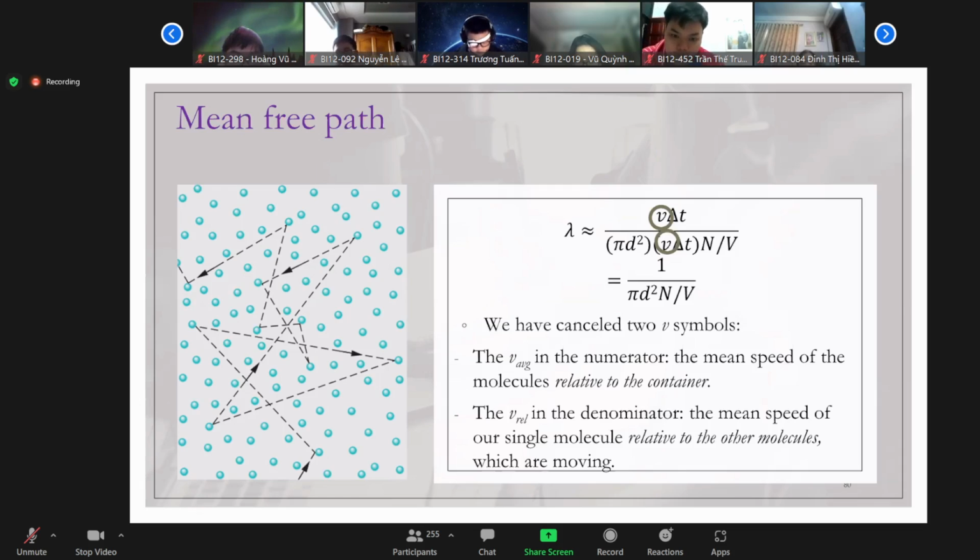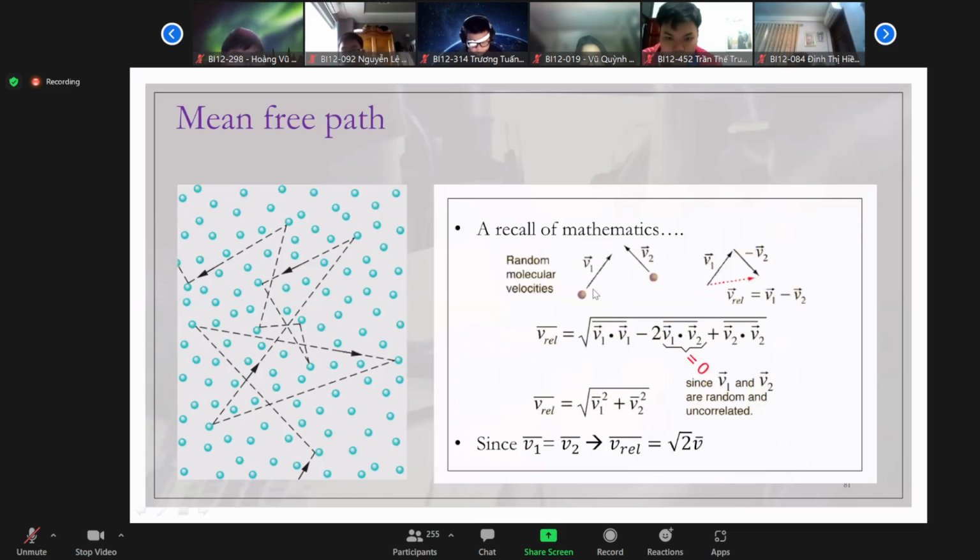Then here I remind you a little bit of mathematics, how to determine the relative speed between two molecules. For example, I have molecule 1 and molecule 2, but each molecule has random molecular velocities. Then the relative speed between the two molecules can be written as this expression, the vector v1 minus vector v2. Cái này là toán vector nhé. Không biết các bạn học chưa? Các bạn học chưa? Trong algebra hay là trong gì đó?